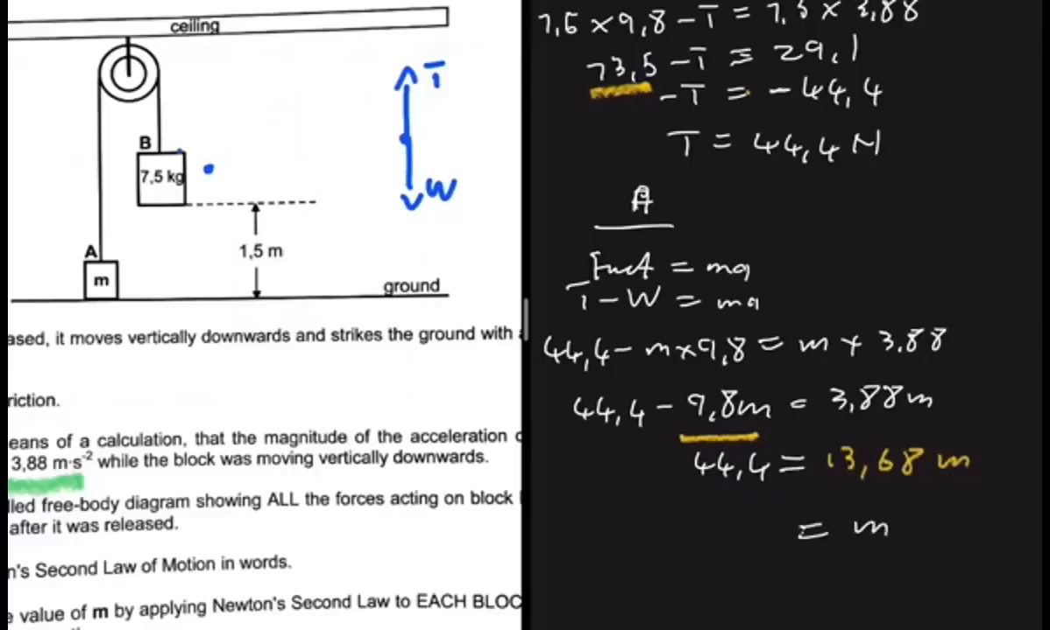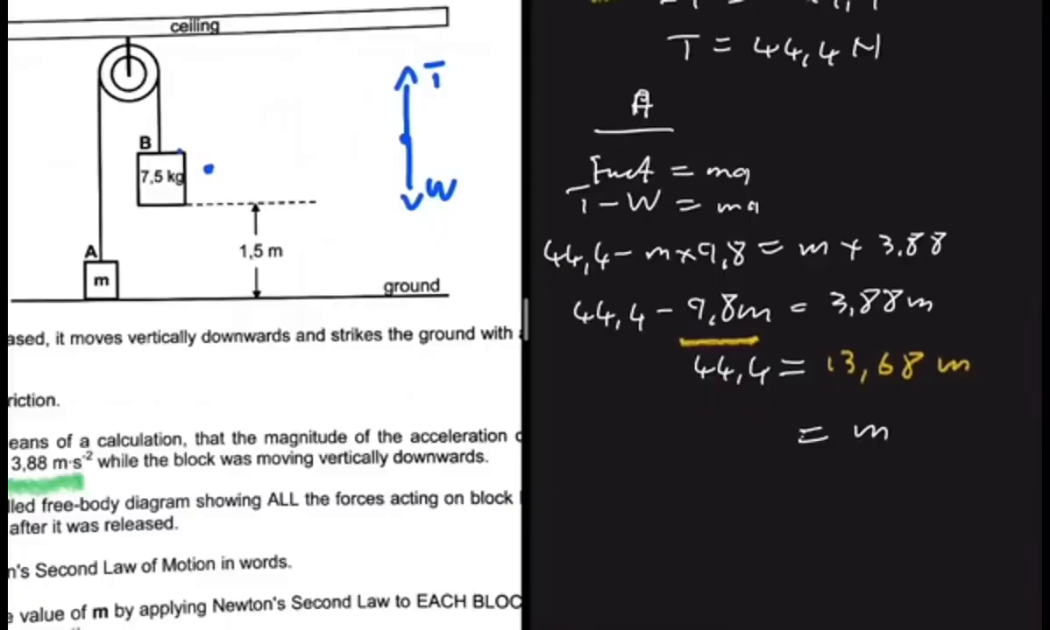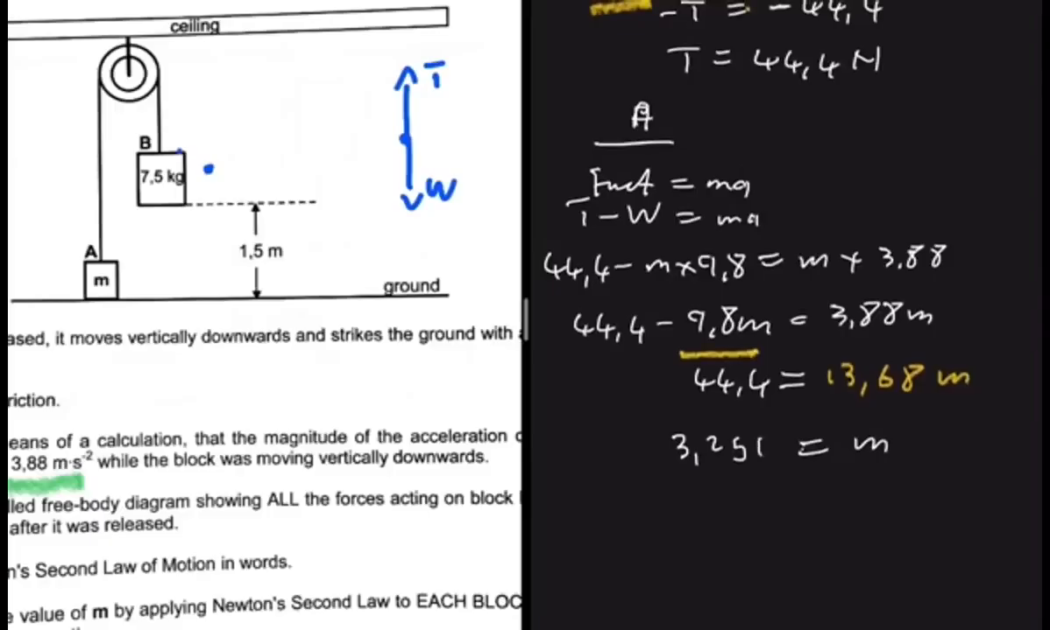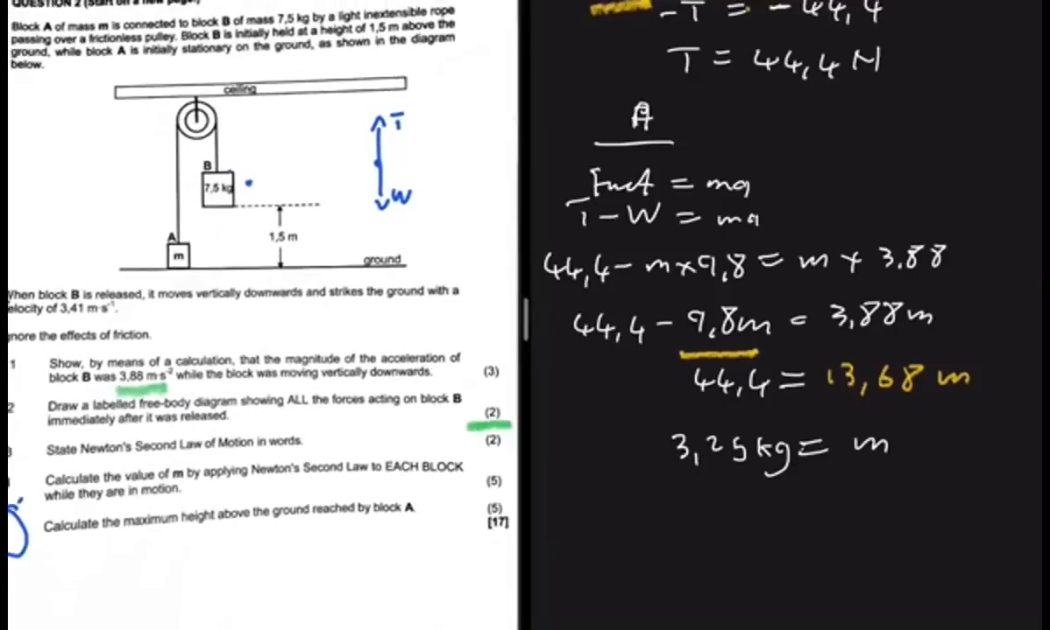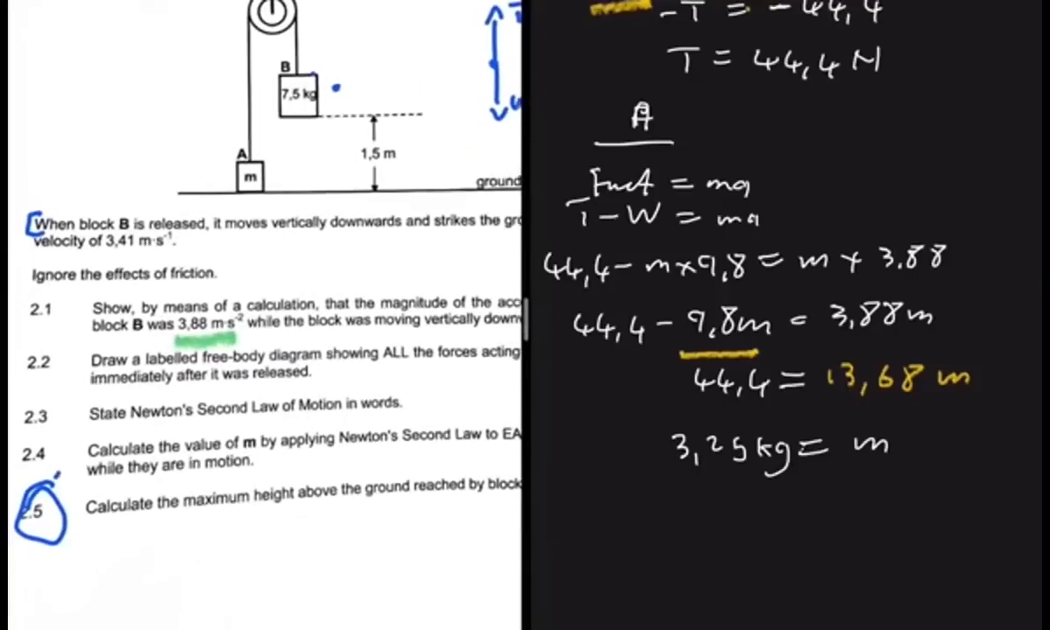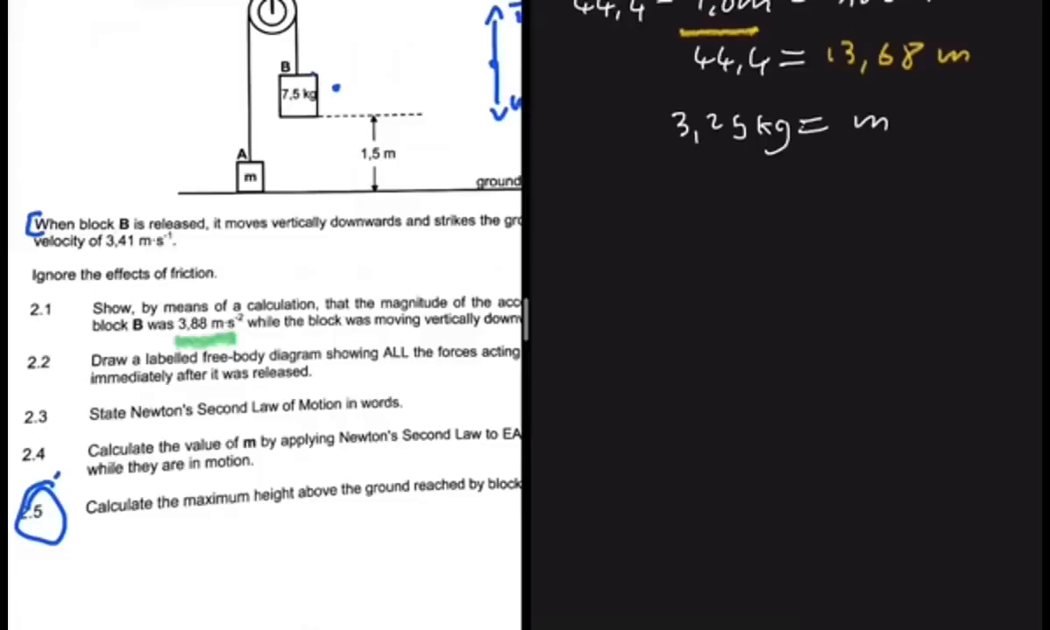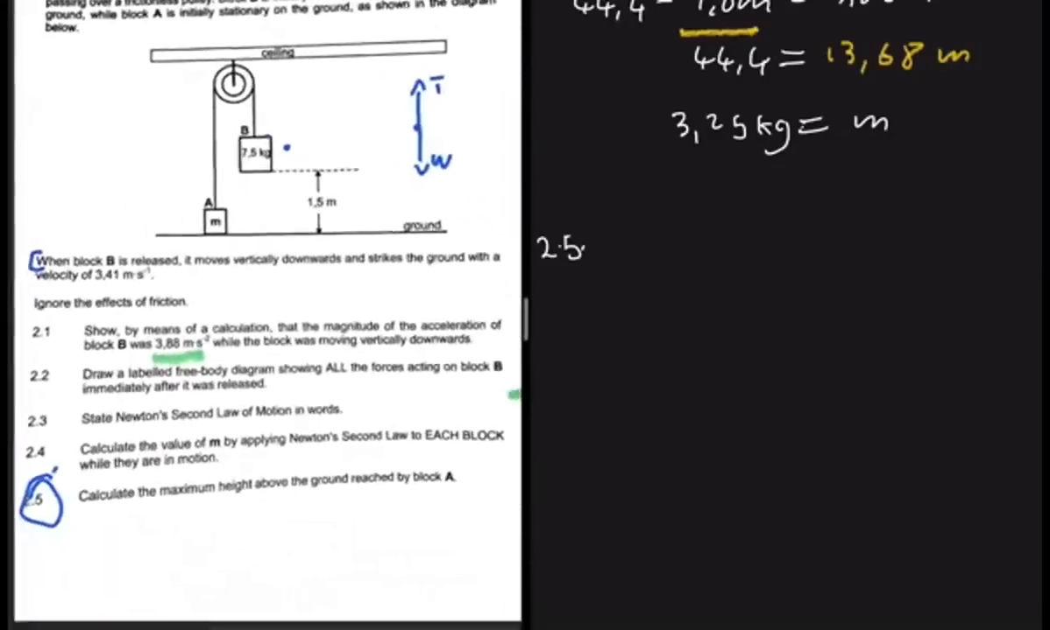If we divide both sides by 13.68, we're going to have 44.4 divided by 13.68, and then the size of our mass is 3.25 kgs, right? So we have our mass, the value of m. Now on to 2.5, let's just do 2.5 real quick. So let me show you something.